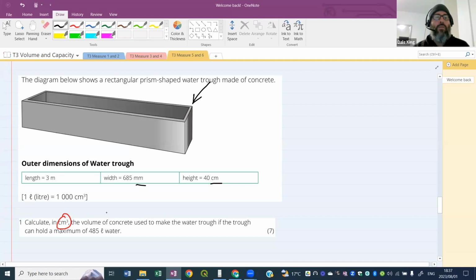Careful, guys. They want the volume of concrete. So you see this gray boundary, the thickness of concrete that makes up this trough, not the inside, the boundary that makes this trough. They want to know its volume.